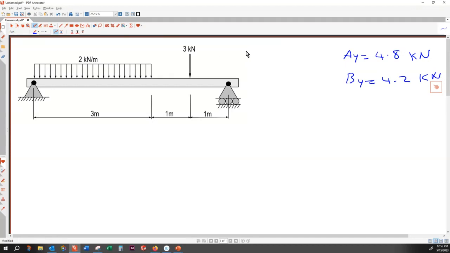So a short check: the distributed load is 2 kilonewton per meter multiplied by 3, which is 6 kilonewton. So 6 plus 3 is 9. The sum of these two should be 9. If I add them together, that is equal to 9. Therefore, the answers provided by Darcy are correct. So let's include these solutions here.